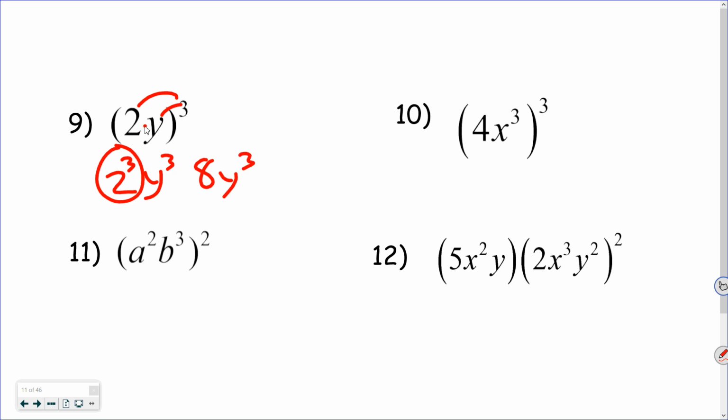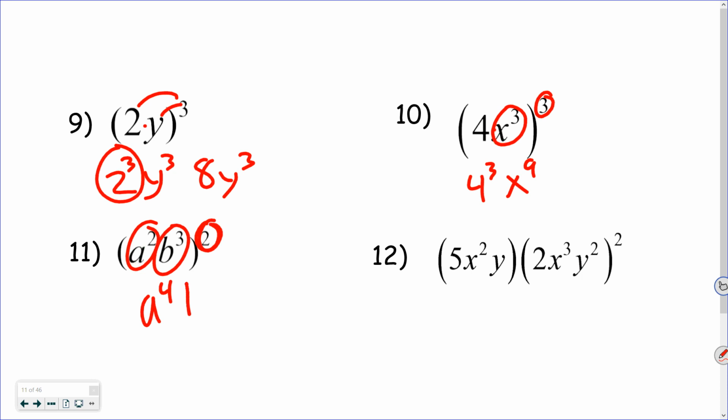You guys try 10. Pause it and try 10, and then we'll check our answer, and we'll go through 11 and 12. So on 10, you got to go 4 to the third. Now this is a little bit tricky. I have to go x to the third to the third. That's a power to a power. We multiply them, so x to the 9th. 11, a squared squared times those, power to a power, b cubed squared times those, b to the 6th.